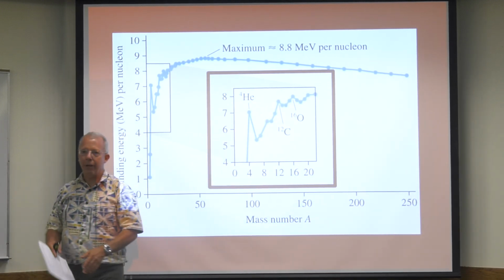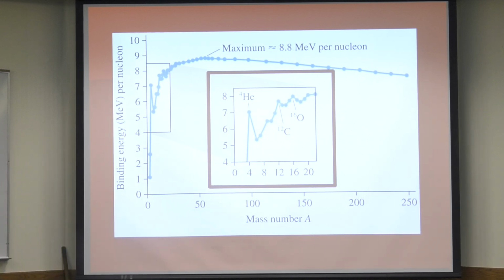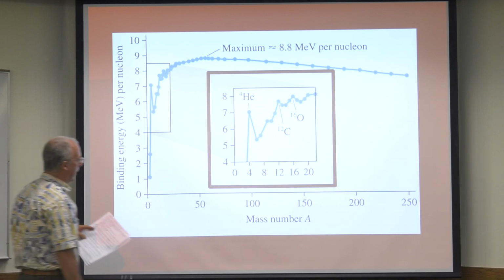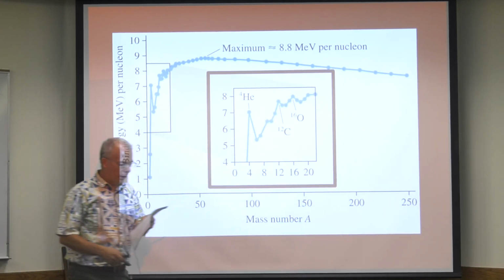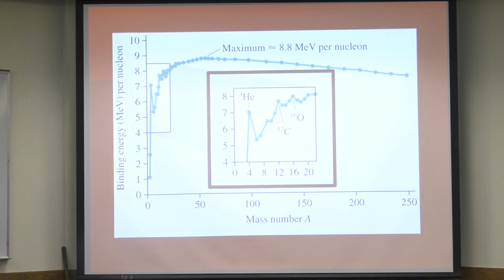So this is super stable, that's super stable, that's super stable. Why? Well, we've got to explain that too, all right? These peaks at A equals 4, A equals 12, A equals 16, we've got to explain that, okay? Now again, if you want to be super stable, you should have a large binding energy, because that means it takes a lot of energy to break apart that nucleus.